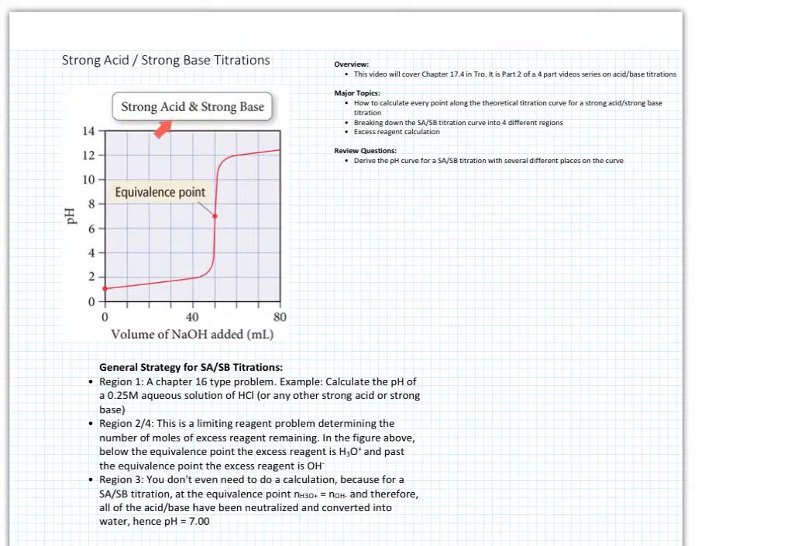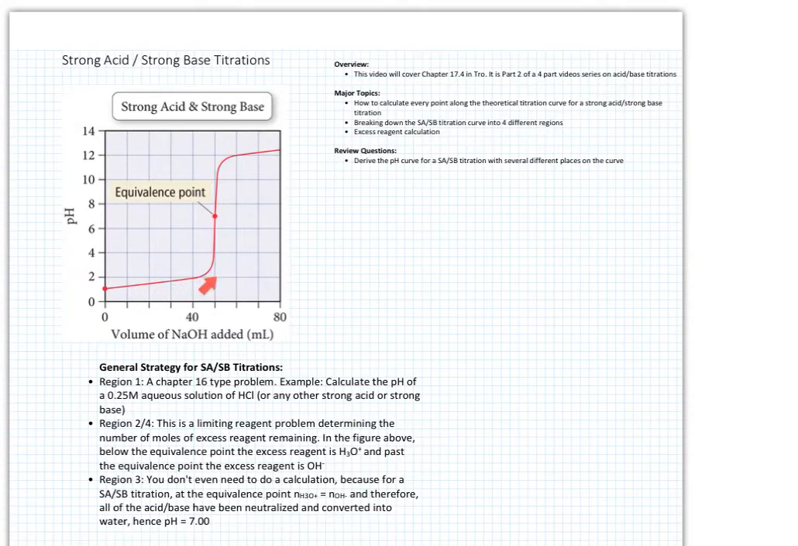If you remember in the last video, I said if you have a strong base reacted with a strong acid, it's basically the same curve, just goes the opposite direction. So every idea we talk about in this video will be relevant whether you're titrating a strong acid with a strong base or vice versa, strong base with a strong acid. You'll just invert the curve and go this way. Okay, so some major ideas that we need to look at.